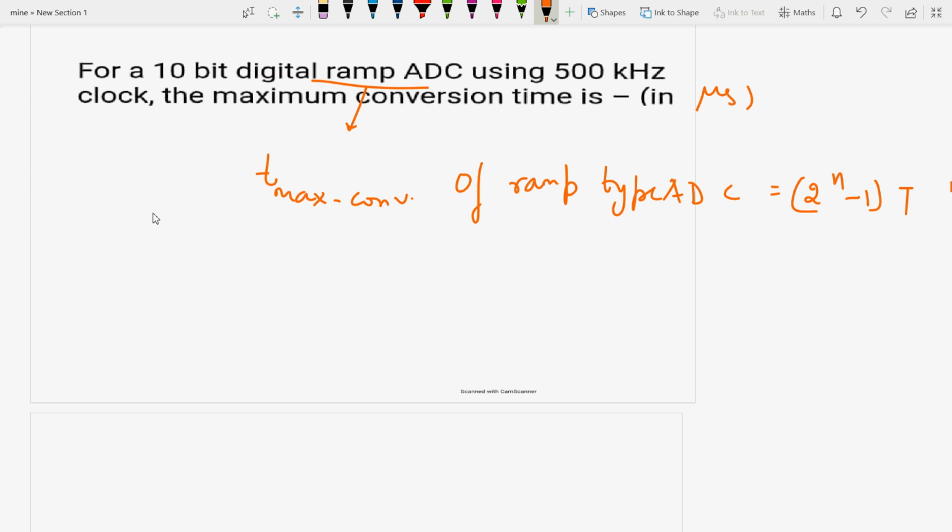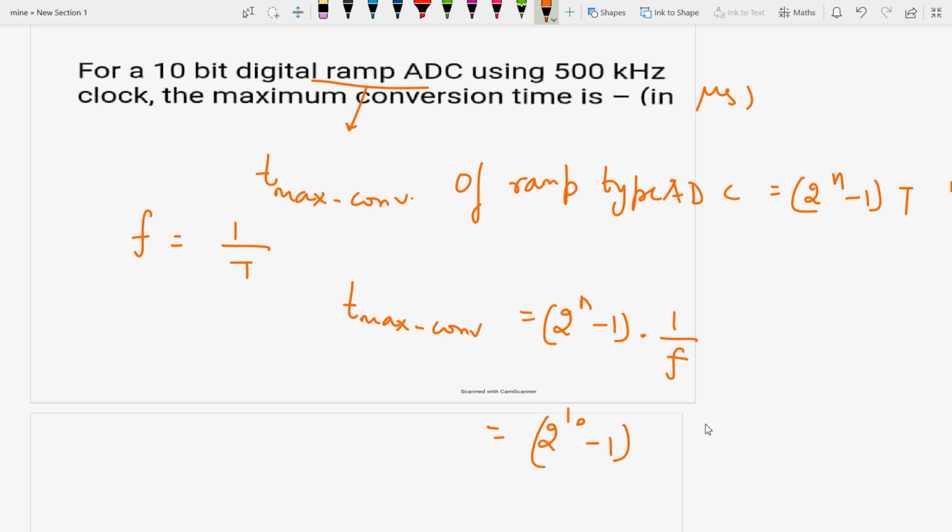Since the frequency is inverse of time period, so I can write it as maximum conversion time is equal to 2 to the power n minus 1 into 1 by f. So this is 2 to the power 10 minus 1, okay? And what is the frequency? 1 by 500 into 10 cube.